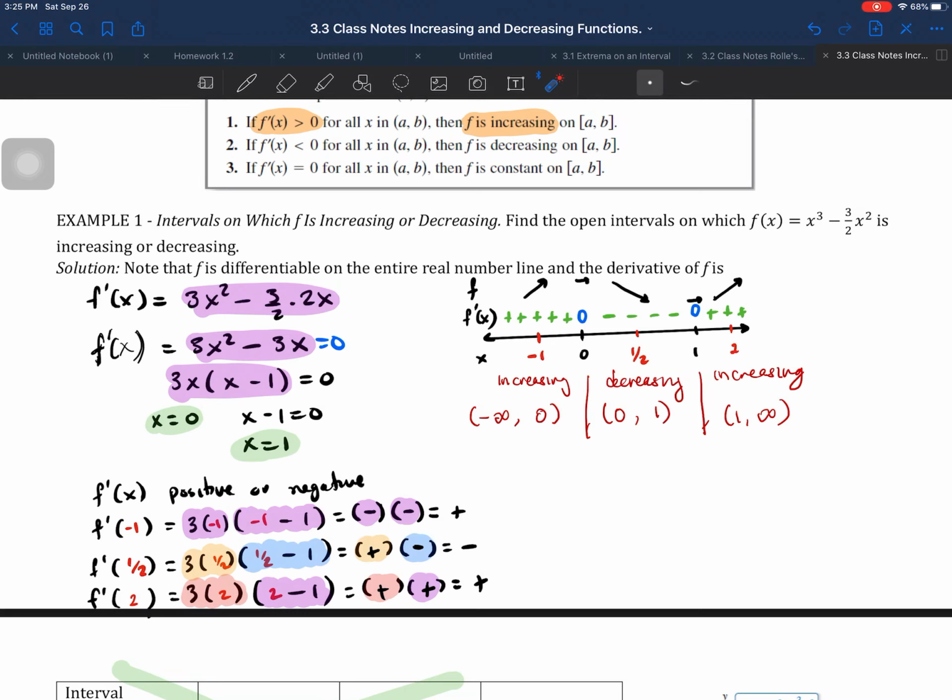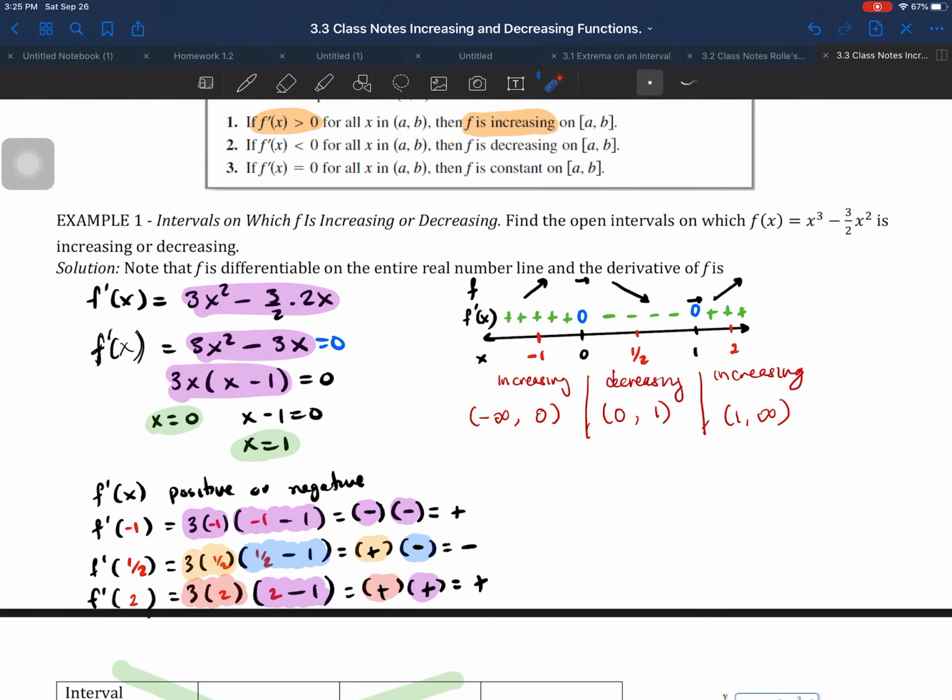The name of the game here is to fill in the sign of the derivative in each of the regions. So can you figure out what the sign of the derivative is in each of those cases? It's actually pretty straightforward to do. What we're going to do is test a few numbers. That's the number we're going to test, that's the number we're going to test, and that's the number we're going to test. And where are we going to test them? We're going to test them in the derivative.